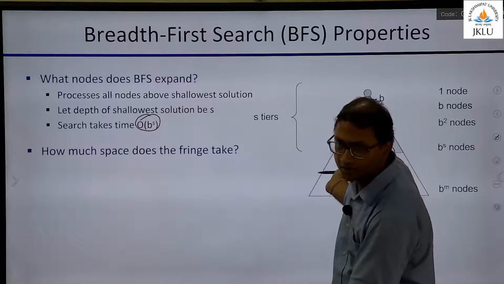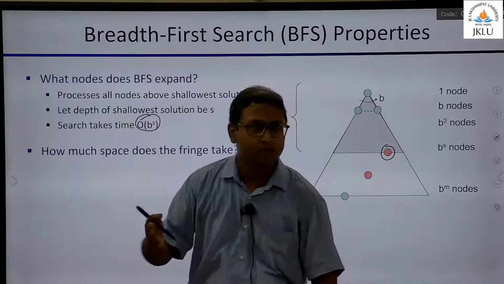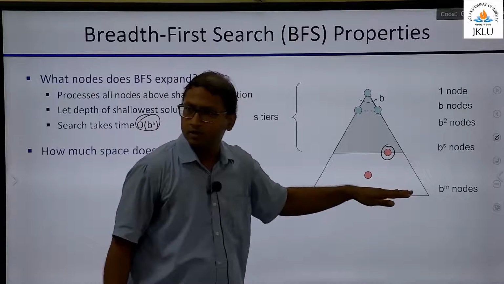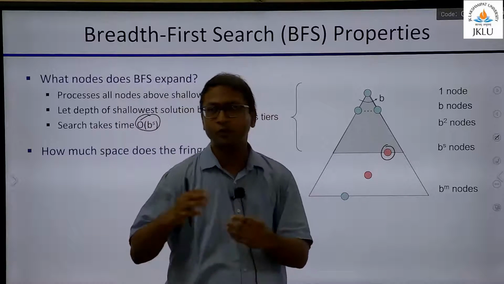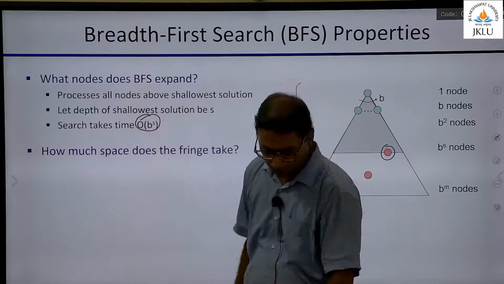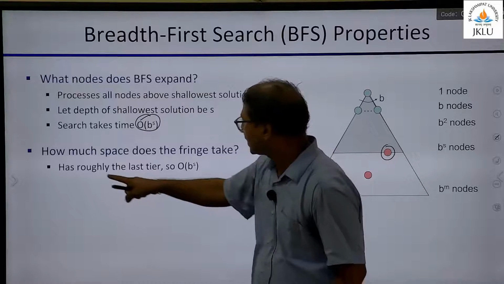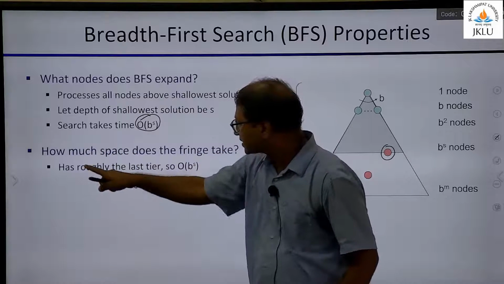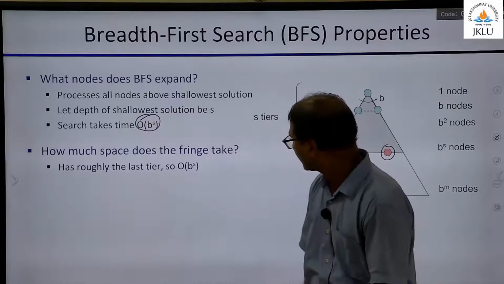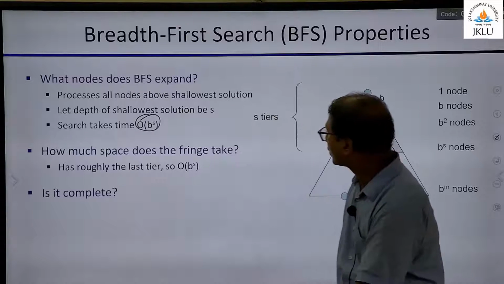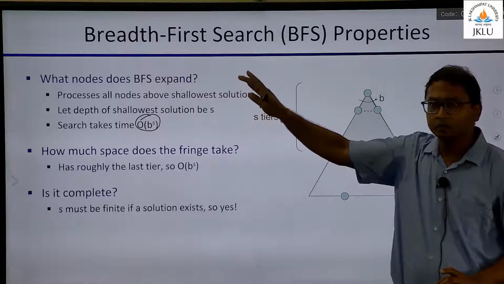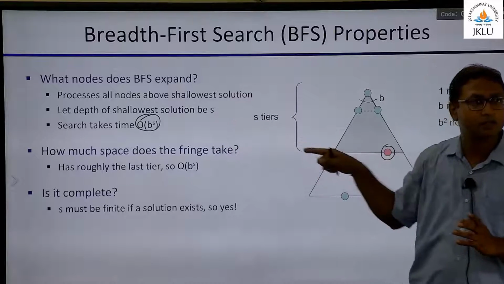So what will be B to the M? B to the power M in the worst case when I have my goal here, right, but you can reduce it down to B to the power S if the shallowest goal is found, but I don't think they talk about it. So how much space does the fringe take? Roughly the last level, so order B to the S. देखो, I am okay with this if you talk in terms of M rather than S, right, because even the worst case for S is M.